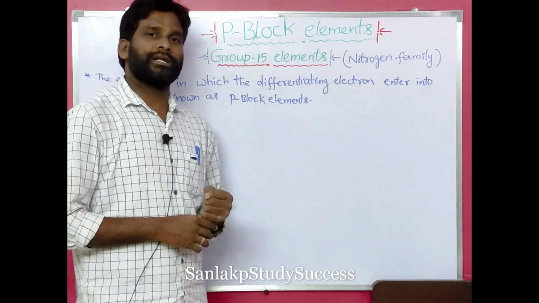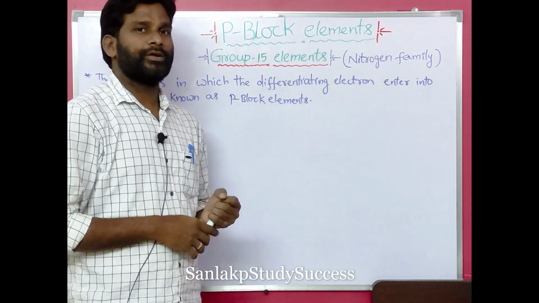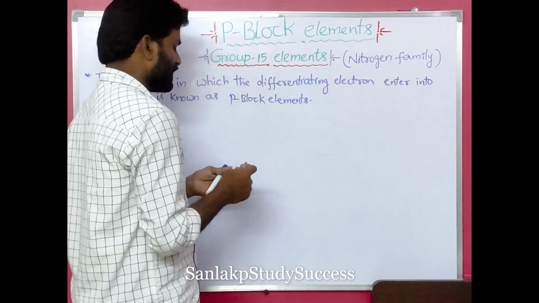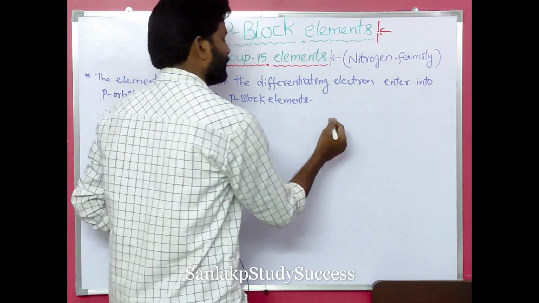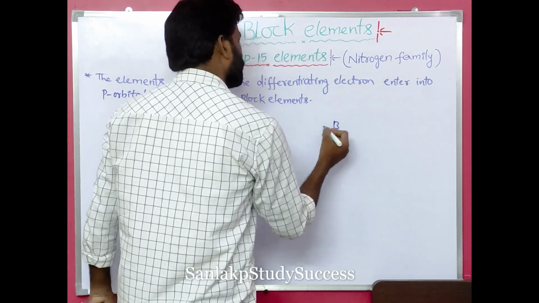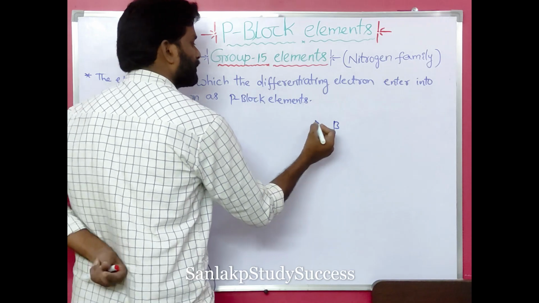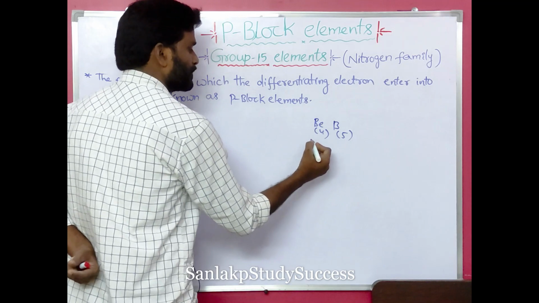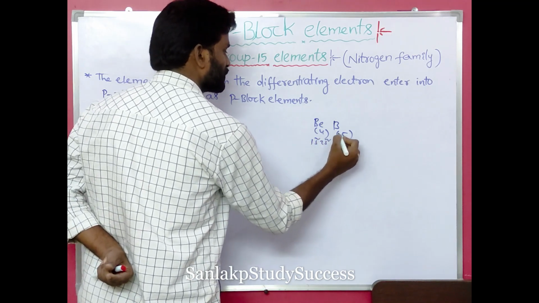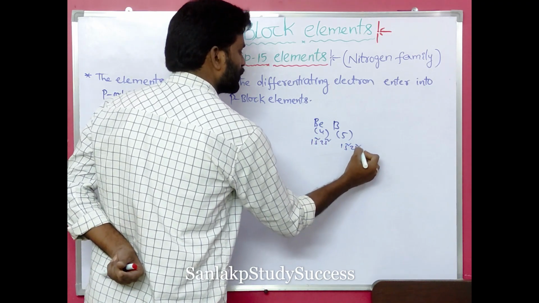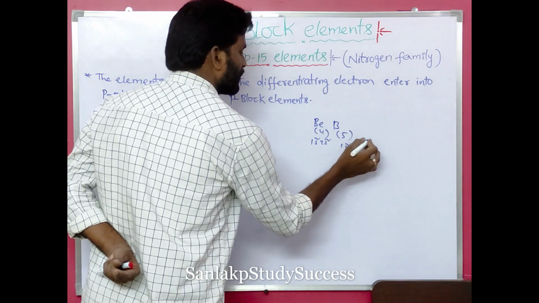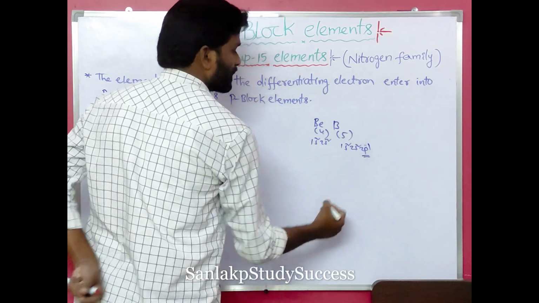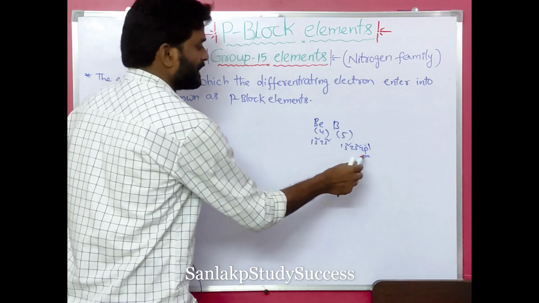So what is the differentiating electron? Differentiating electron is the electron which differentiates two adjacent elements. For example, we can take beryllium and boron. Its atomic number is 4, its atomic number is 5. So what is its electronic configuration? 1s2 2s2 2p1. So these two are differentiated at this electron only, the 2p1 electron only. So that is the differentiating electron.